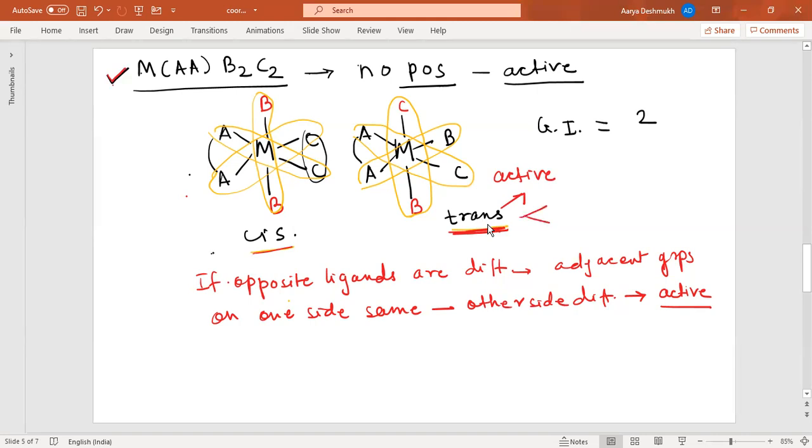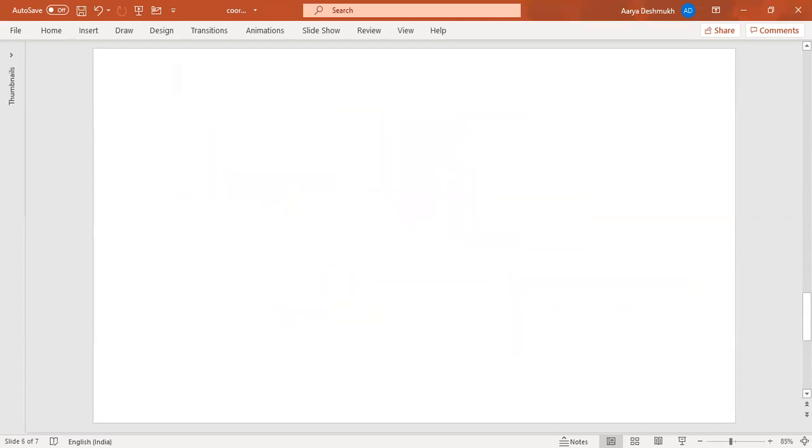So this will show two isomers, D and L. In total there will be three stereoisomers in this case, which includes geometrical and optical isomers both. Okay, so these are the tricks. I'll sum up these tricks for this type.